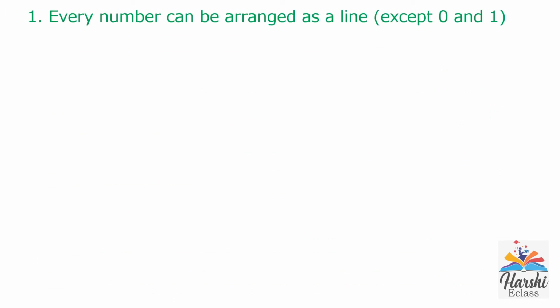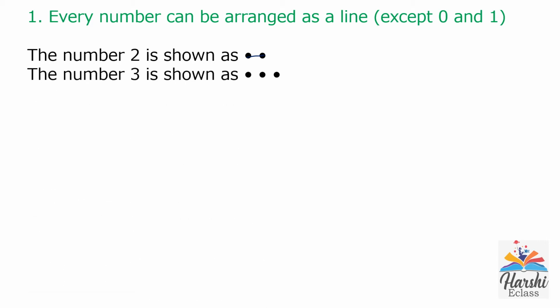First one, every number can be represented as a line. Except 0 and 1, every number can be represented as a line. The number 2 is shown here as 1, 2. Two dots are there. We can connect them, so it is a line. Now the number 3 is shown as 1, 2, 3. Three dots are there. Connect these dots so that it will form a line.